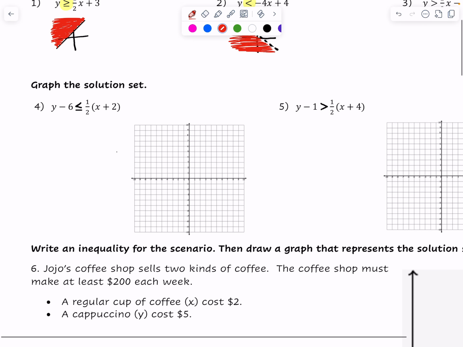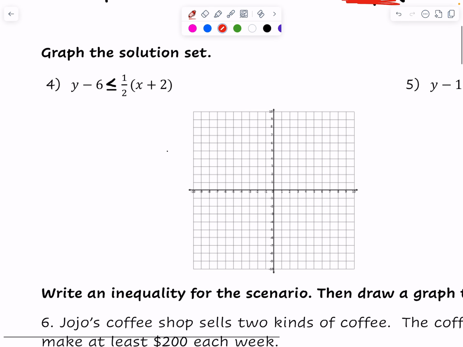So on number 4, we are going to graph this solution set. Well, first off, we are going to practice putting this into slope-intercept form. Remember, slope-intercept form, y equals mx plus b, but we're not dealing with equals. We're dealing with an inequality. So it's going to be less than or greater than, less than or equal to, or greater than or equal to. But the whole goal is to get y by itself.